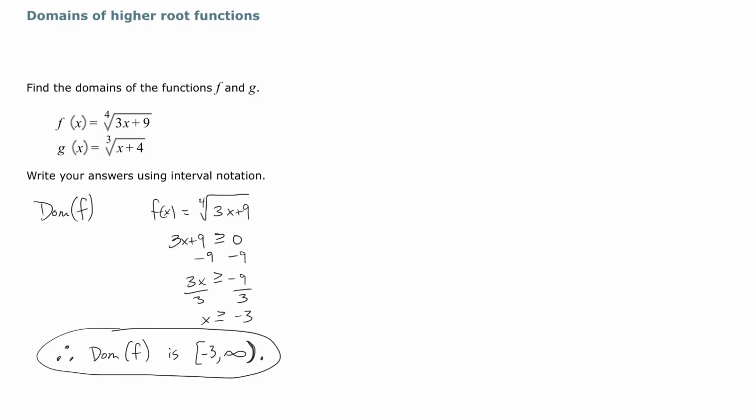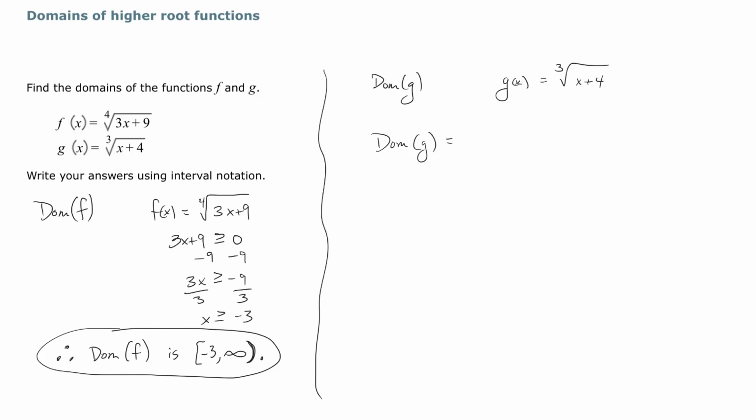What if you have an odd root? What if you are looking at the domain of g of x? And remember, g of x is equal to the third root of x plus 4. Well, we could take the third root of any real number. So in this case, there isn't much work to show. We're going to simply state that the domain of g is from negative infinity to infinity, or the entire x number line.